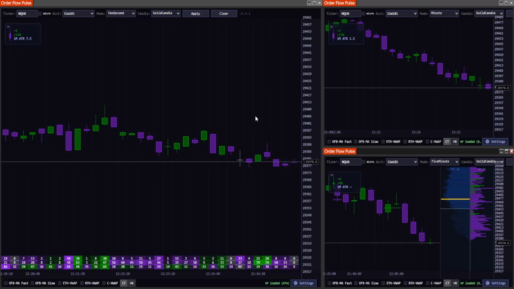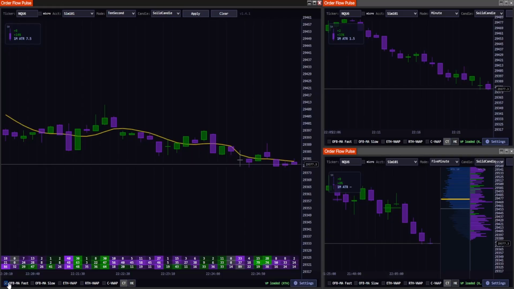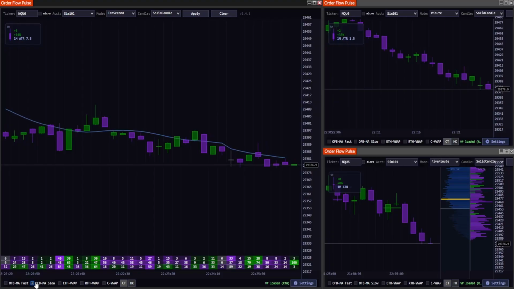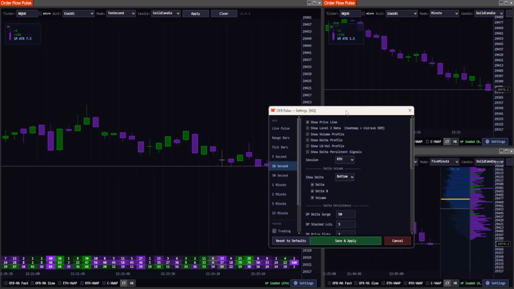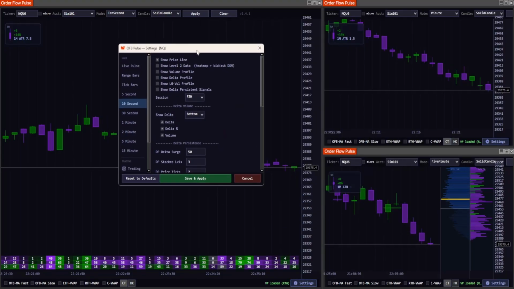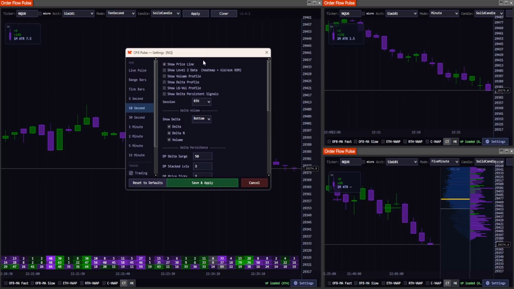Okay, now down at the bottom, sometimes you'll see me use the order flow bar moving average fast, the order flow bar moving average slow. So you can turn those on and off. But the main thing is the settings right here. Now, there are some changes that were made. Let me drag it over to the main chart. This is how I have mine set up.